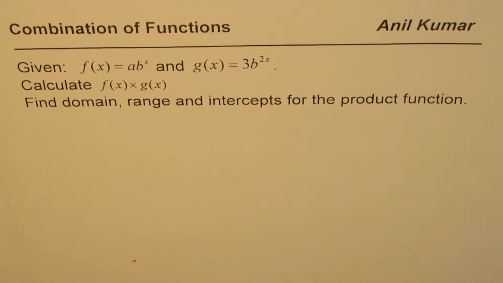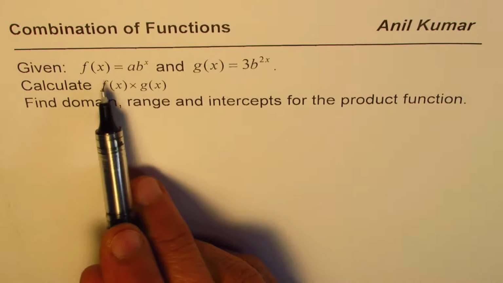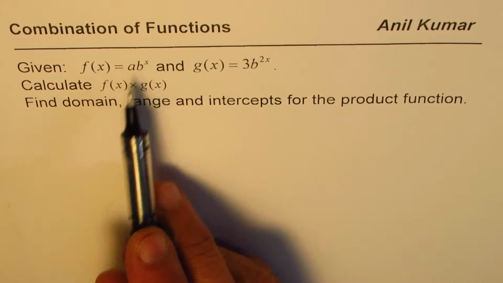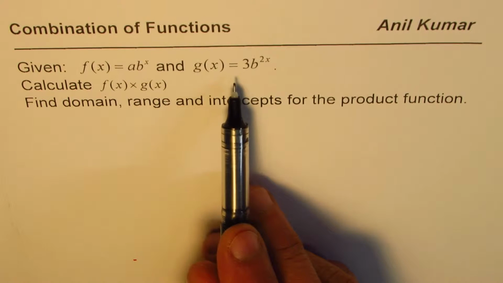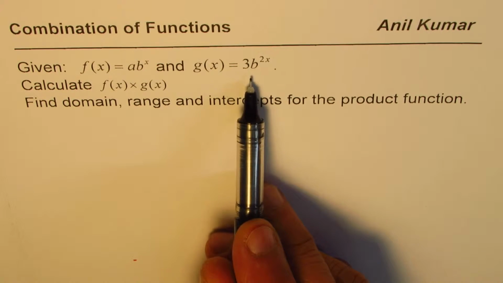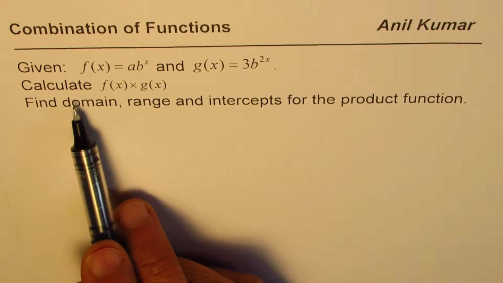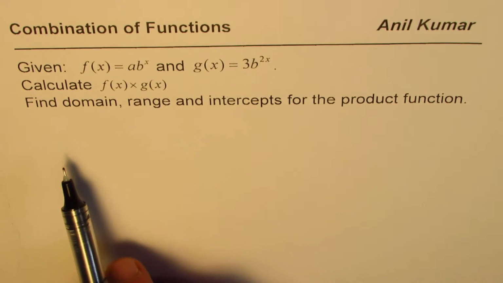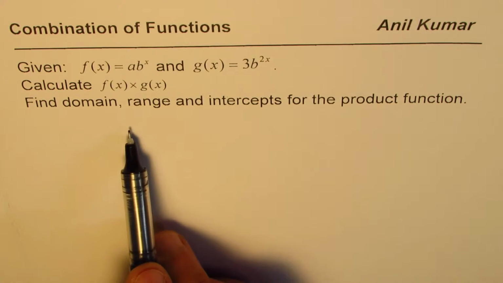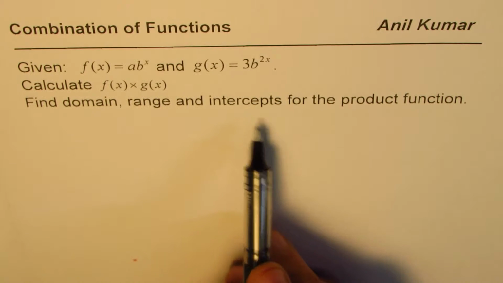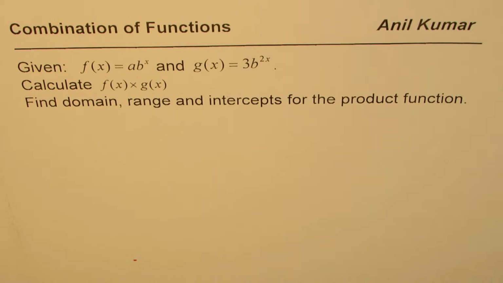We have an example on product of functions, and these are exponential functions in this particular video. We are given f of x equals a times b to the power of x, and g of x is equal to 3 times b to the power of 2x. Calculate f of x times g of x. Find domain, range, and intercepts for the product function.